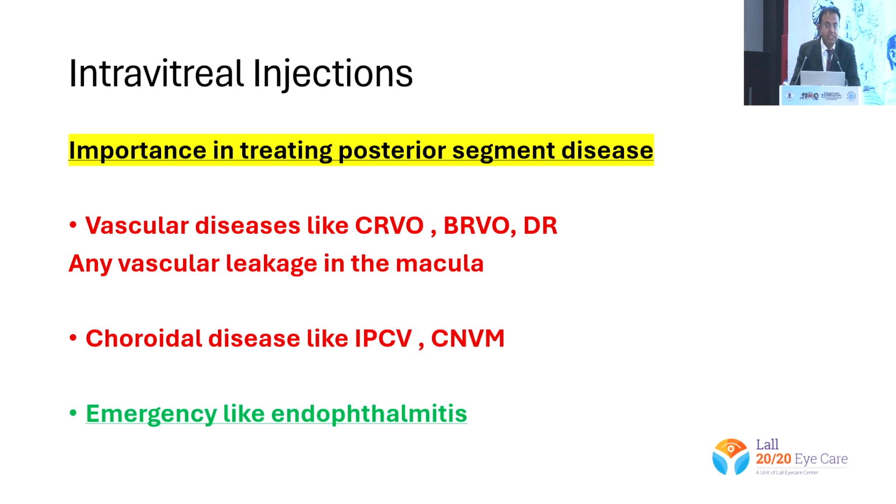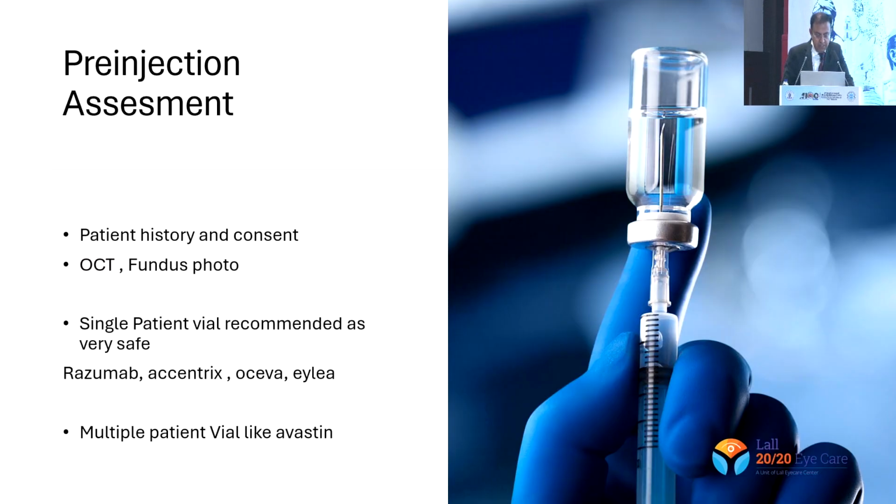Now, intravitreal injections are used usually in these three conditions. One is the vascular diseases like CRVO, BRVO, or any vascular leakage in the macula. Choroidal diseases like IPCV or CNVM, and emergency situations like endophthalmitis. I'll be showing you the technique of this.